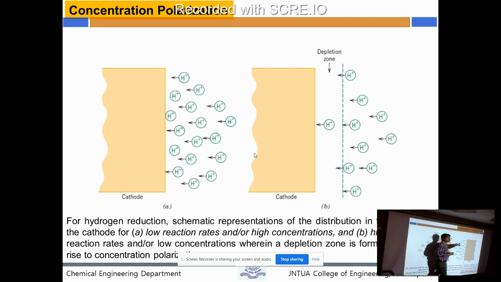But that is not the case here. There is no depletion zone because everyone is fighting, because the ions are more here, more concentrated. Everyone wants to fight back and reach the surface. But here the ions are less. Ions are very less, very few, 10 or 15. Among 10 or 15, only 1 or 2 will be energetic enough to reach the surface. So what will happen? Remaining all will be in the bulk solution, just moving here and there. So definitely a depletion zone has formed.